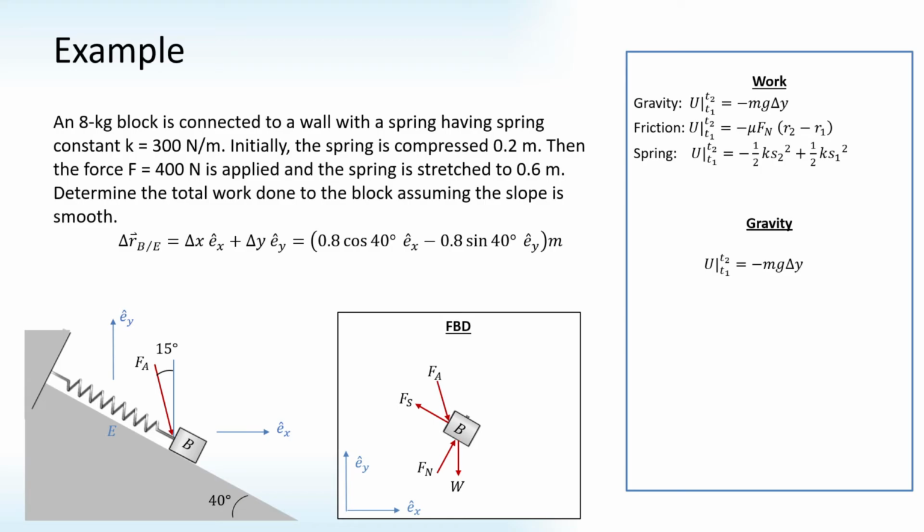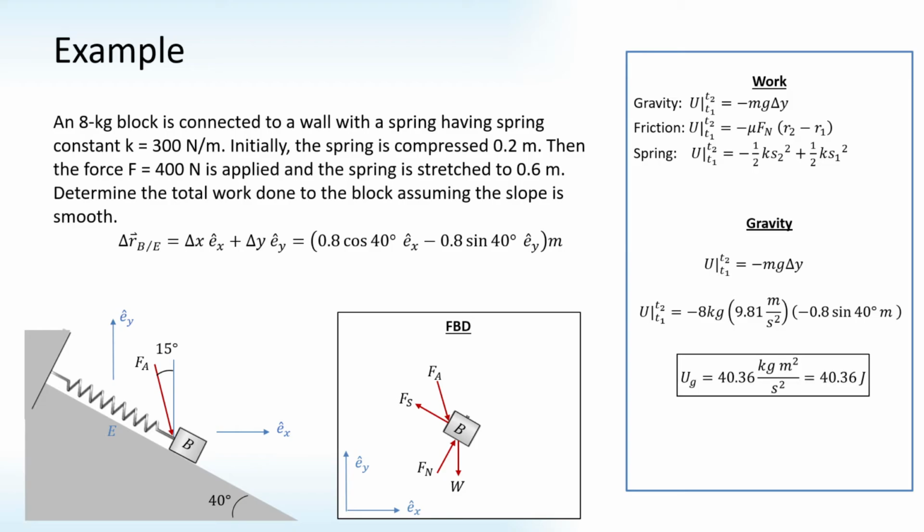Now let's compute the work done by each force. Starting with gravity, we know that the work done is negative mg delta y. If we plug in values, we have negative 8 kilograms times 9.81 meters per second squared times delta y, which is negative 8 sine 40 degrees in meters. Doing the calculation gives us positive 40.36 kilogram meters squared per second squared, which converts to joules. Note that even though gravity is directed in the negative EY direction, in this case, gravity is working in the direction of vertical motion, so its sign is positive.